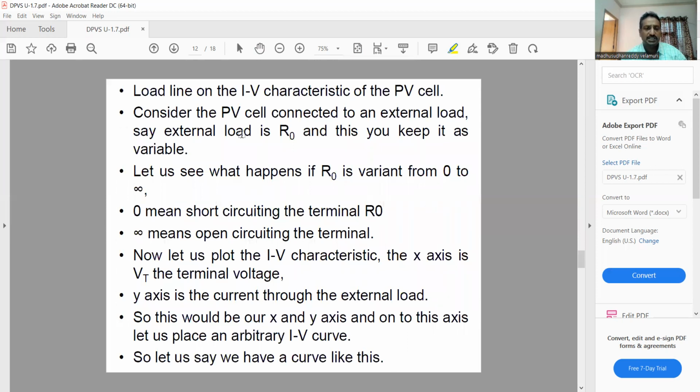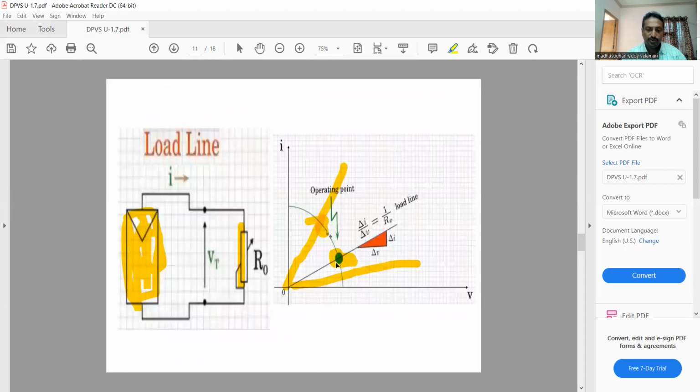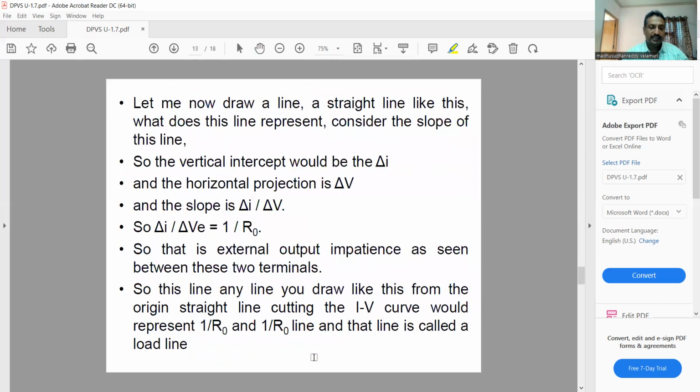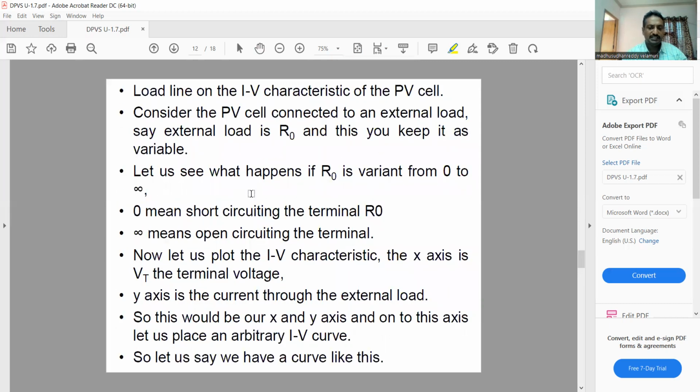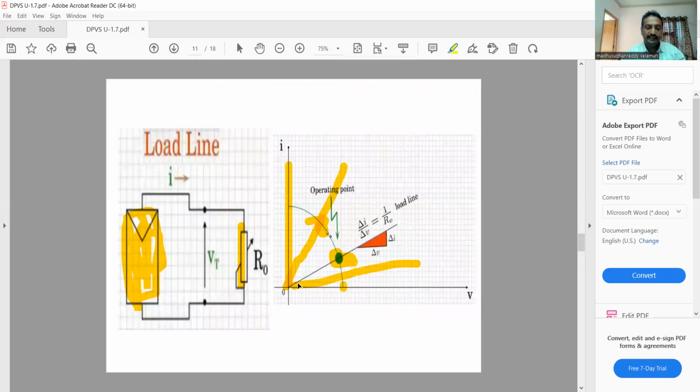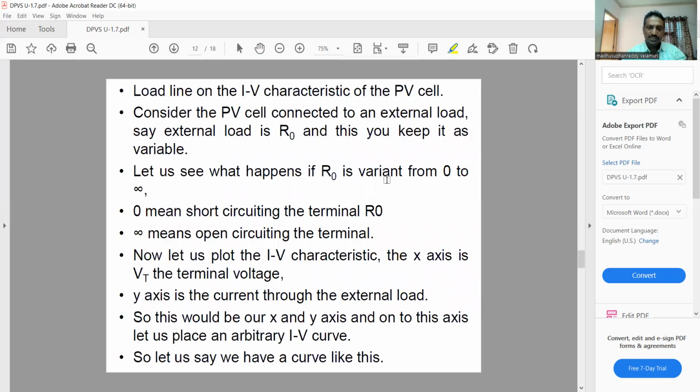Consider the PV cell with R0 kept as a variable. R0 varies from 0 to infinity. If it is 0, the load line is always parallel to the I axis, also called the Y axis. If R0 is infinity, then it is on the X axis, also called the voltage axis. So this is about R0 varied from 0 to infinity.